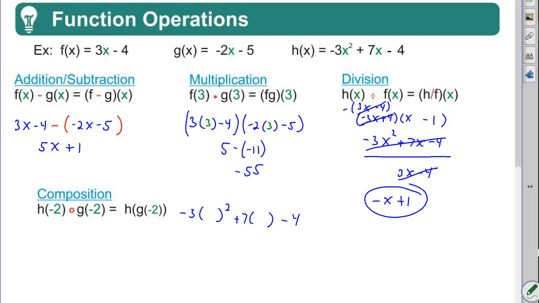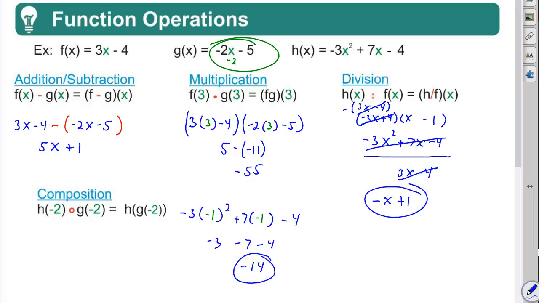So what is g of negative 2? So look up here. If I put in negative 2 for the variable, I get a positive 4 and a negative 5. So that's a negative 1. So the value of the g of negative 2 function is a negative 1. And that's what I'm subbing in. Okay, finish it off. Negative 1 squared is 1. So this is a negative 3 minus 7 minus 4, negative 14 is the composition.